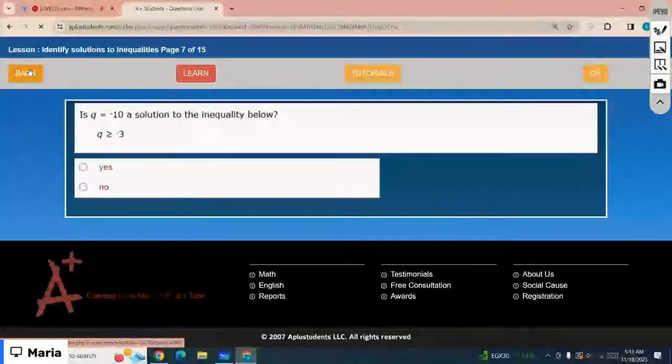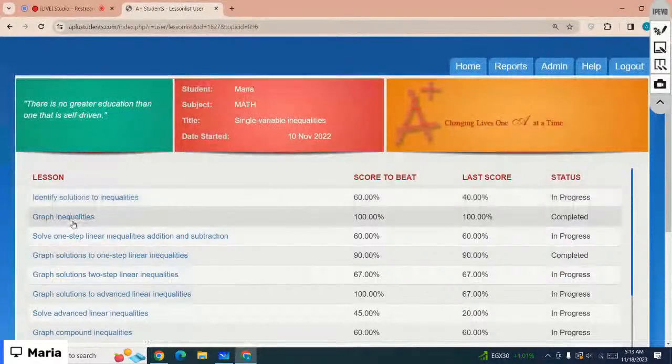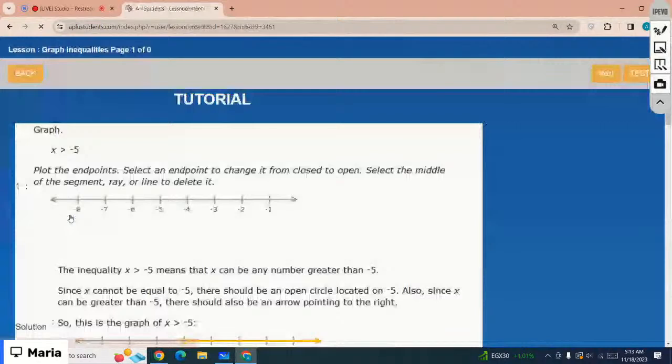I think the next one is graph the inequality. Yes. How do we graph inequalities? Graphing inequalities is very, very easy. Let's start with the first example, right? x is greater than negative 5, right?